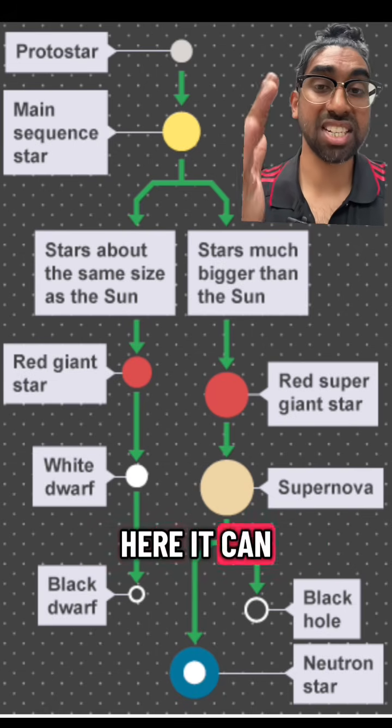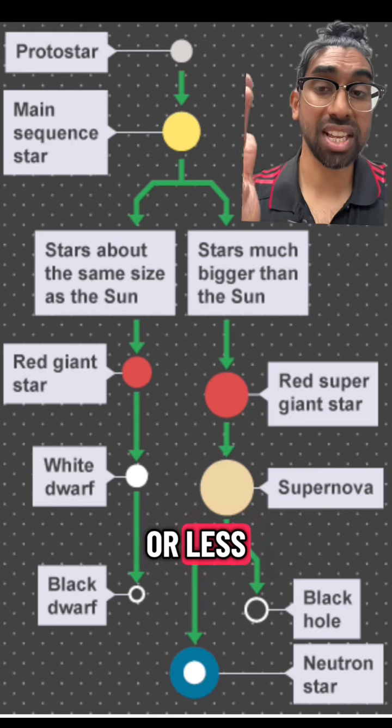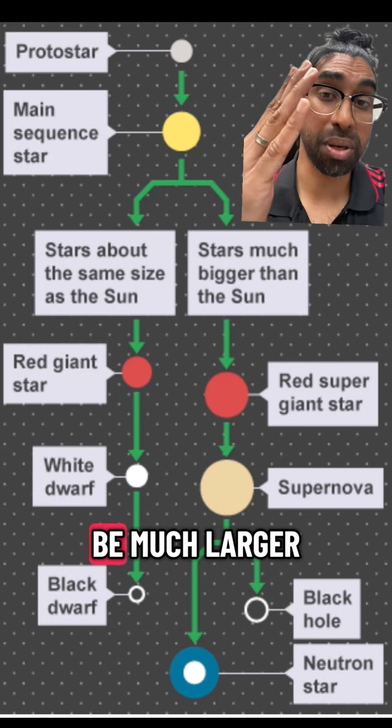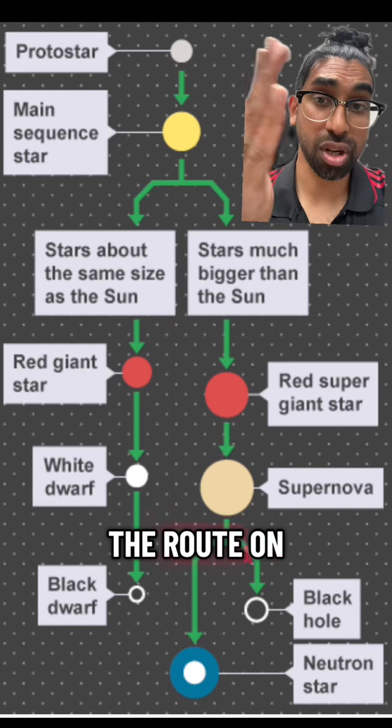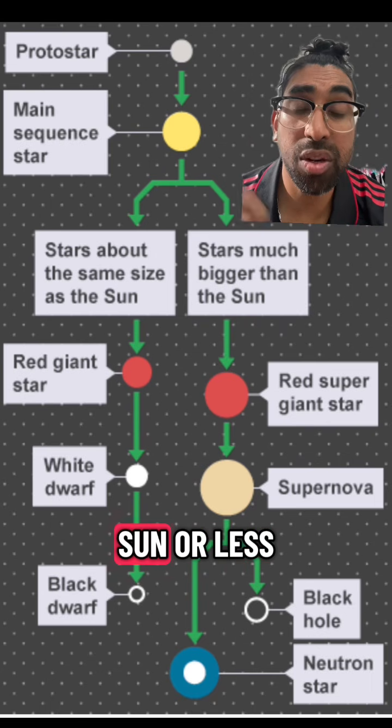Now, from here, it can take either one or two routes. If it is the same size as the sun or less, it will take the left-hand side route, which we'll do first. And if it's going to be much larger than the sun, it will take the route on the right-hand side. Okay, so let's say the star is the same size as the sun or less.